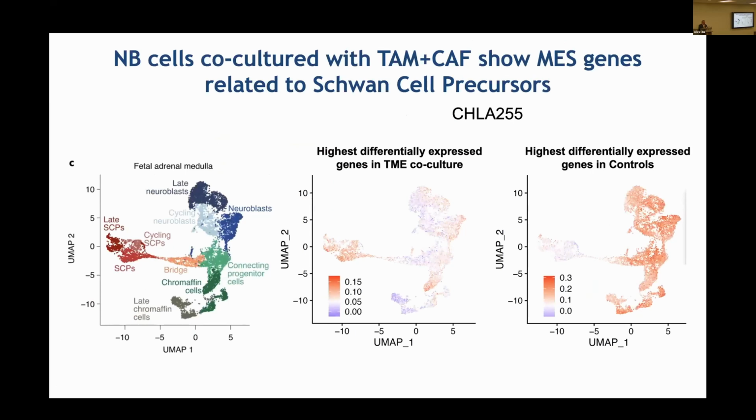We also then superimposed our data on top of this fetal adrenal map, and again showed that the highest differentially expressed genes in the TME co-culture neuroblastomas light up in the SCP, the Schwann cell precursors, versus the control ones, which are all more towards the more differentiated and cycling neuroblasts.